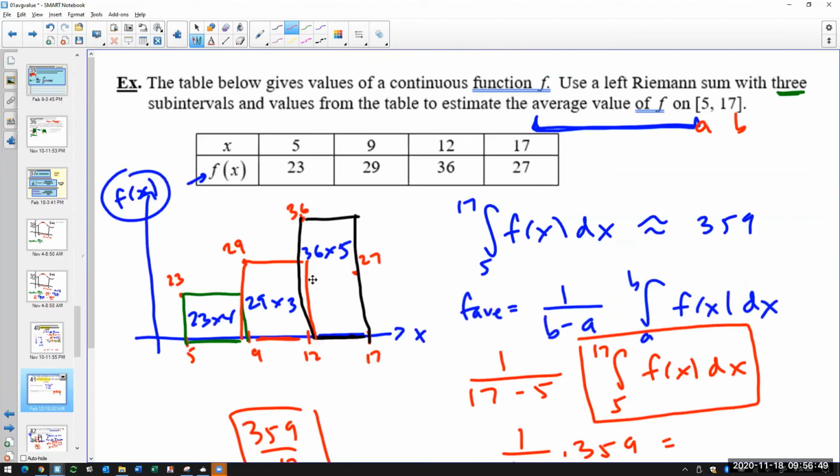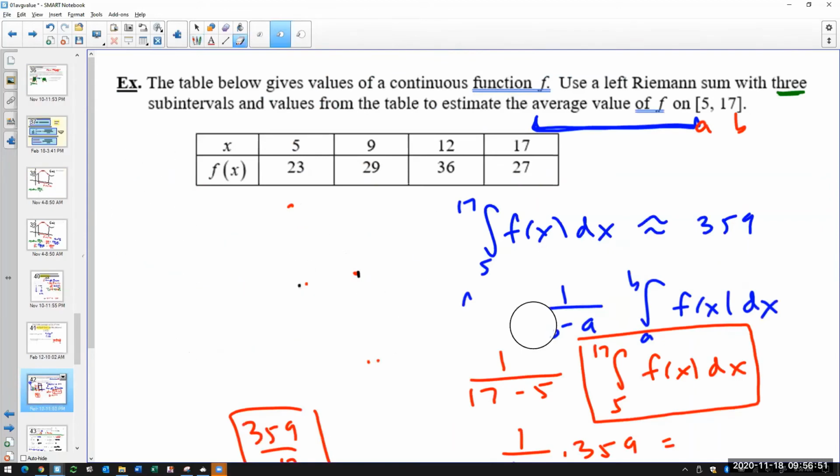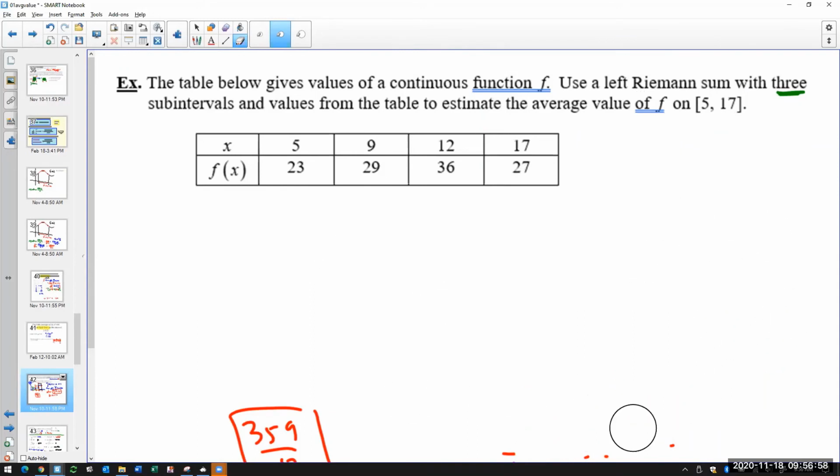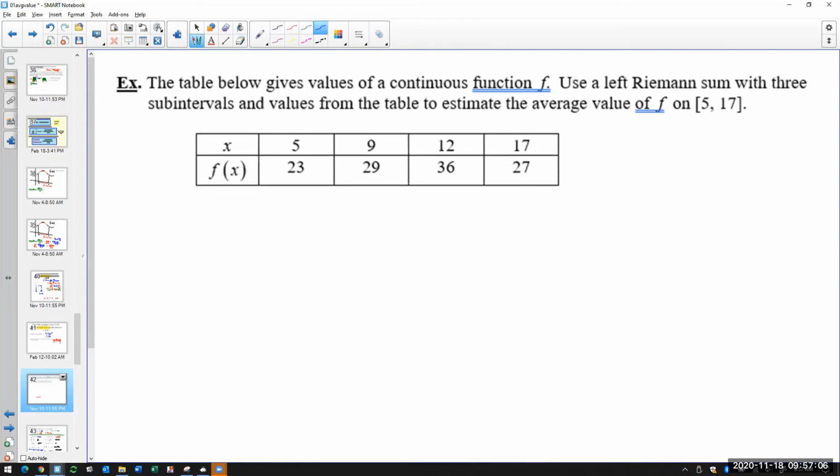All right, now you can have a word problem. And let's see what this word problem says. This word problem says you've got a table. They want you to do a left Riemann sum with these 3 subintervals and estimate the average value. This is way overwhelming. I just want to let you know, there's a lot of things they're asking here. But the most obvious thing that they're asking is do a Riemann sum. Because if you do a Riemann sum, you know that's like half of the credit right there. So let's go ahead and do a Riemann sum.